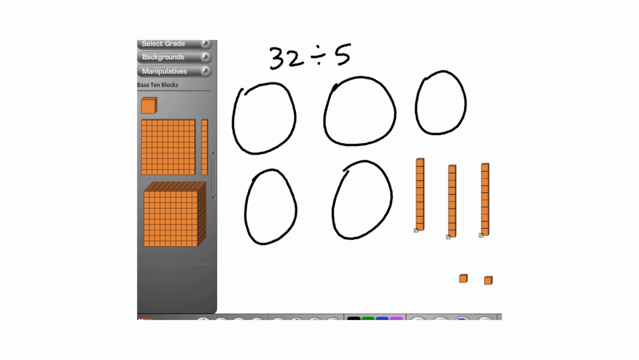So what I need to do is break apart those longs. If you were drawing this on your paper, you would have to draw 32 like this, like 3 longs and 2 squares. And then you would have to show how you took the longs and broke them apart. If you use your device, it will do it for you. Down here, there's this little button. If you push it, they all break apart.